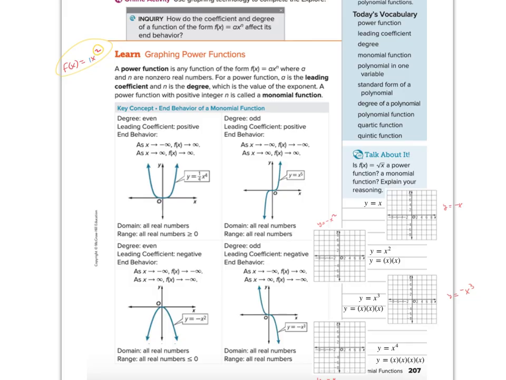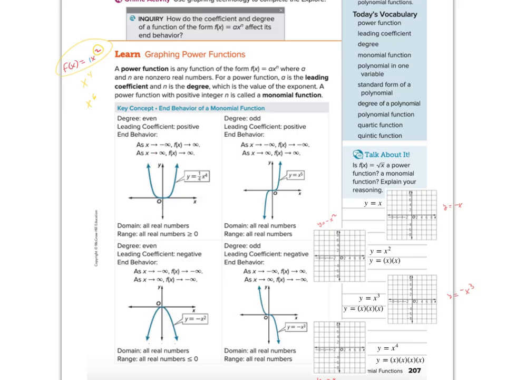So they said when a monomial function is even, so when my degree is even, right here, x squared, it could be x to the 4th, x to the 6th, and so forth. So when it is even, I'm going to have this general end behavior. As x approaches negative infinity, y is going to approach infinity. As x approaches positive infinity, y is going to approach infinity. So this is end behavior. That's what they're saying, as x approaches negative infinity, f of x approaches infinity.